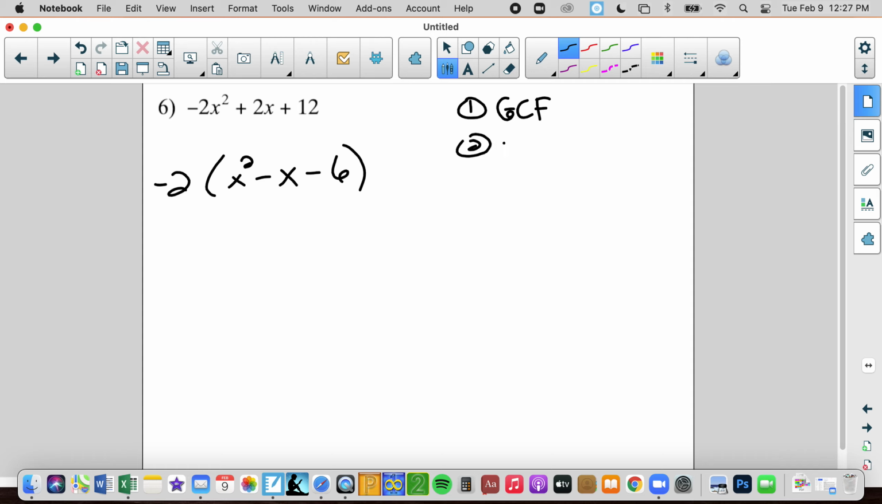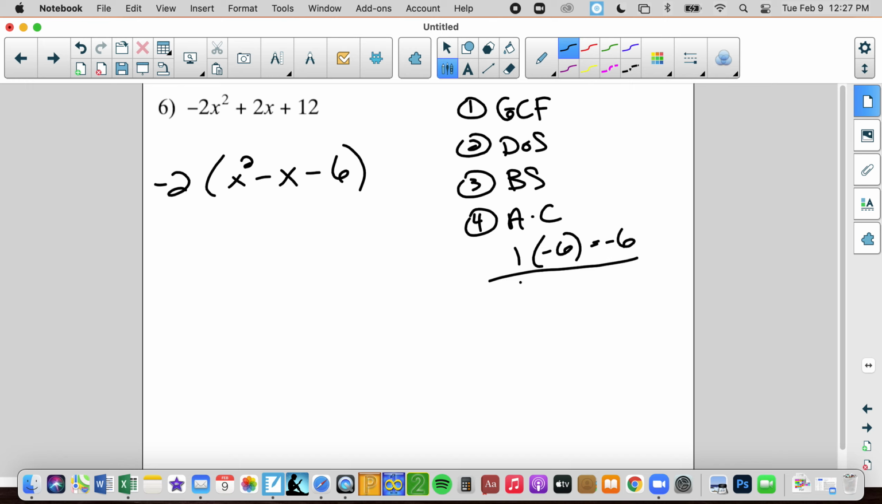All right, not the difference of squares. It has more than 2 terms. Is it a binomial square? No, 6 is not a perfect square, and second sign is negative. So we've got to do a times c. A is 1, c is negative 6. Factors of negative 6: 1 and 6, 2 and 3. My signs are different. When that sign is a negative, I know they're different. And this tells me that the bigger of the two is negative. So 6 is bigger than 1, so 6 gets the negative. 3 is bigger than 2, so that gets the negative.